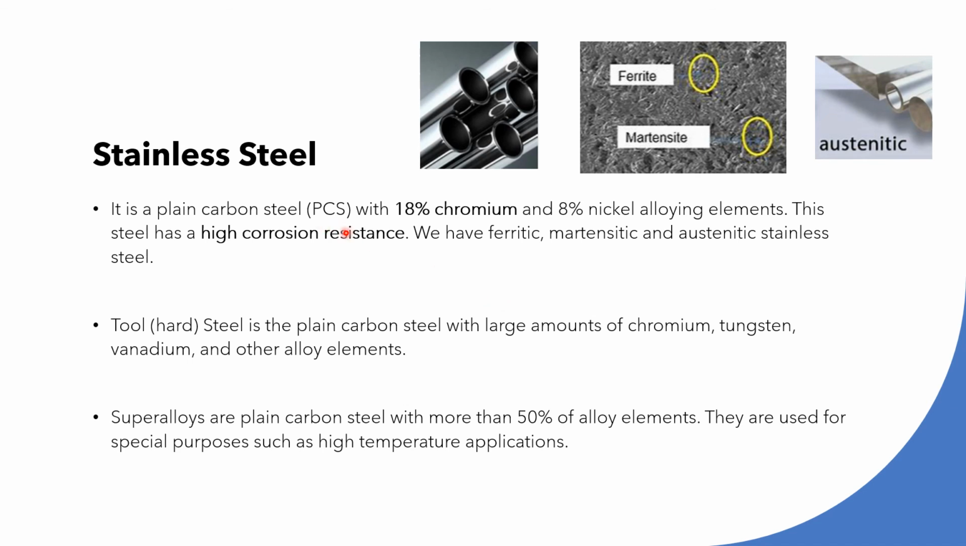Okay, so stainless steel. We go all the way back to our PCS, your plain carbon steel, and put in about 18% chromium and 8% nickel as alloying elements. So that steel has a very high corrosion resistance. We also have ferritic, martensitic and austenitic stainless steel. Here they're showing you the ferritic structures like that and the martensite structures like that. You want to know the difference? You can see the difference in the microstructure, but there are differences on the outside too.